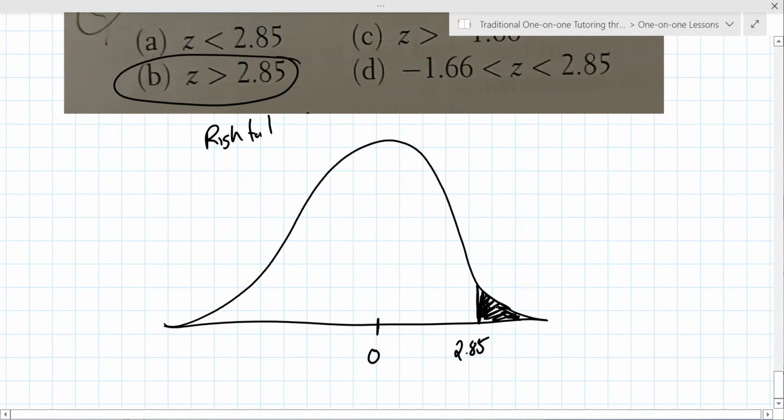Now here's the major problem. Your table only gives left tail. So you have to do a calculation. And you know the left tail already because you did that in part A. But let's just say you didn't know that. You would say, I'm going to find 1 minus Z less than 2.85. Because the whole area under the curve is 1. So if you want right of this number, you find left of it and subtract it from 1.